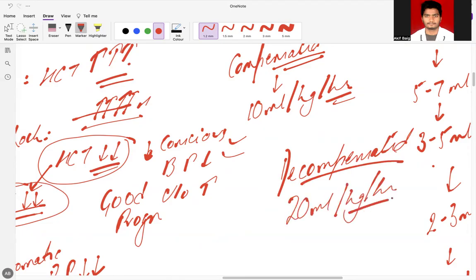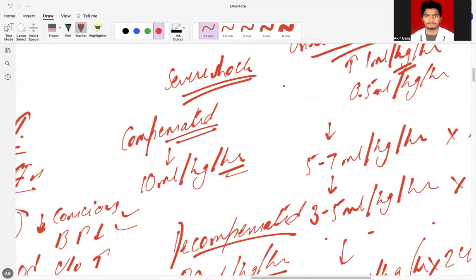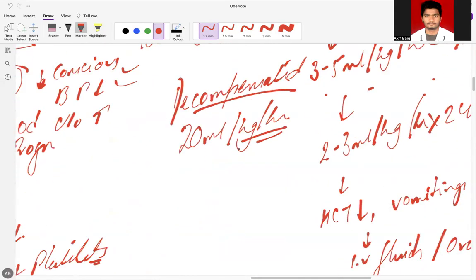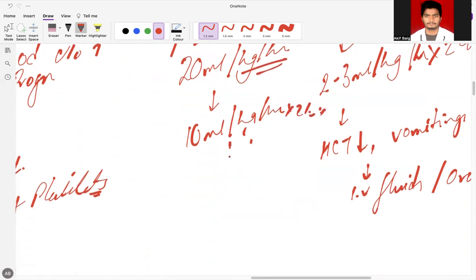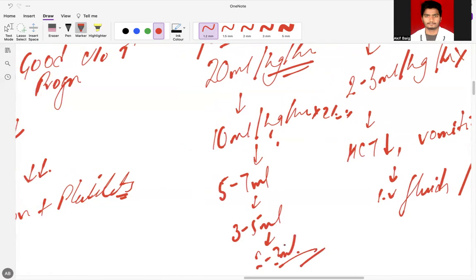So all this perfusion defect is there, then you can give up to 20 ml per kg per hour as initial fluid, and based on response, you can taper as we discussed for the moderate case, from 20 ml per kg per hour. If PCV is improving and the patient is clinically better, then you come down to 10 ml per kg per hour for another 2 hours. If improving, then to 5 to 7 ml, then to 3 to 5 ml, and then to 2 to 3 ml. So this you can continue.